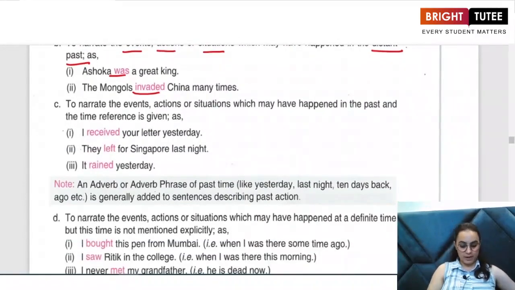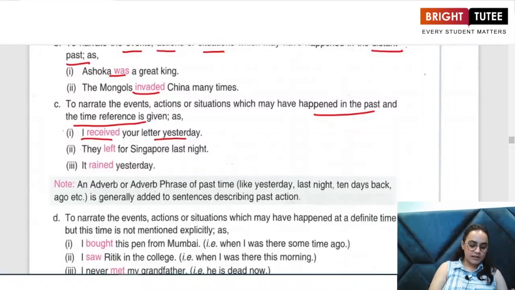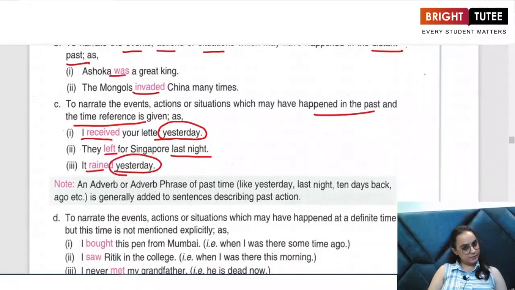Next case where we use the simple past tense is to narrate those events, actions or situations which may have happened in the past, where the time reference is given. So which took place in the past and the time reference is also given in the sentence. When did they exactly take place? For example, I received your letter yesterday. This is my time reference, yesterday. They left for Singapore last night. When did they leave for Singapore? Last night. It rained yesterday. When did it rain? Yesterday. So whenever adverbs of time such as yesterday, last night, 10 days back, 10 days ago, last month, last year are used, we use the simple past tense in those sentences.